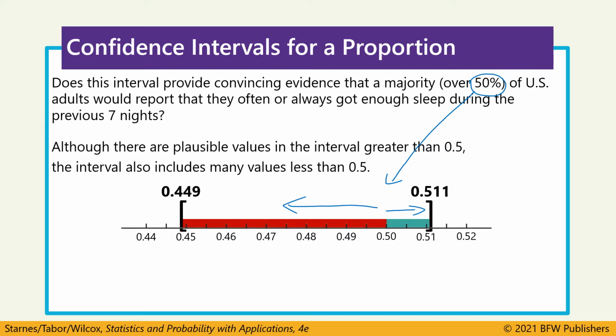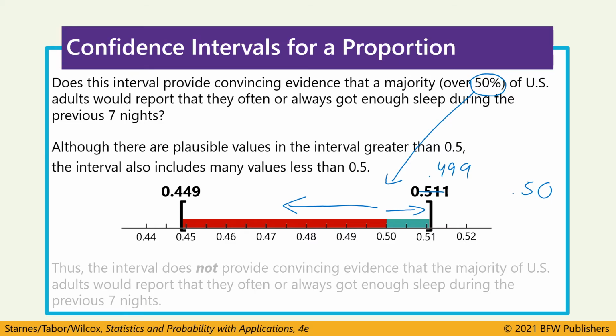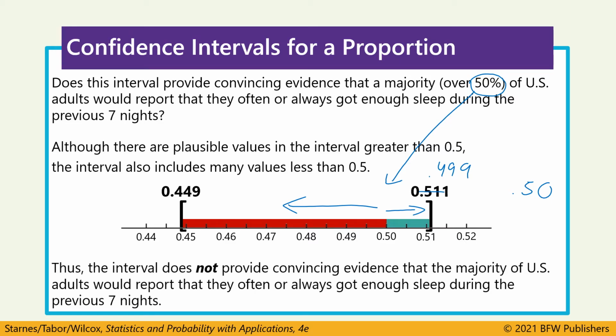Okay, so better for us when answering this question is if it's outside the interval. So if this was, say, 0.499 and 50% was out here, then we could say we're 95% confident that less than half of people in the US get enough sleep. So with this, 50% in the interval does not provide convincing evidence that the majority of US adults would report that they often or always got enough sleep.